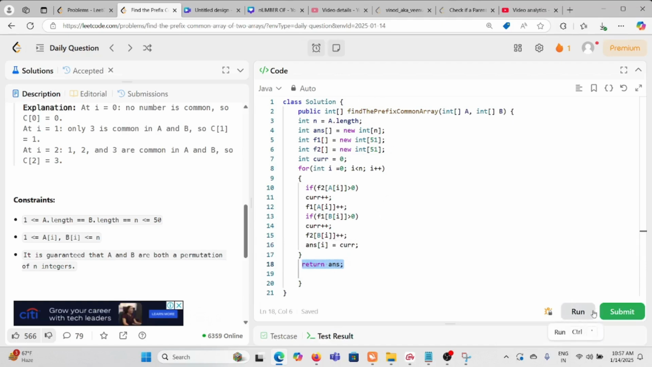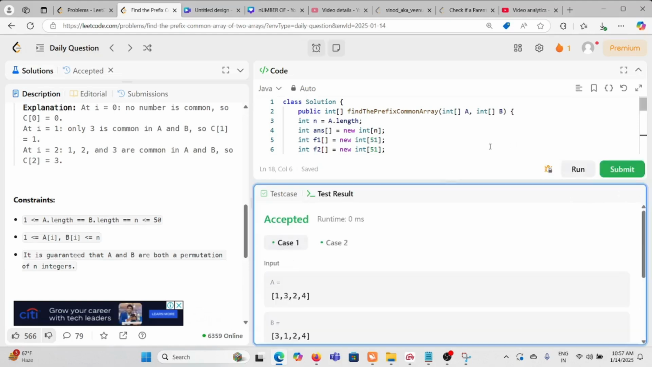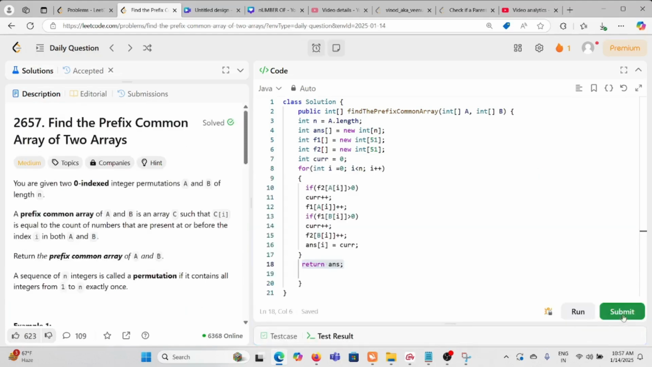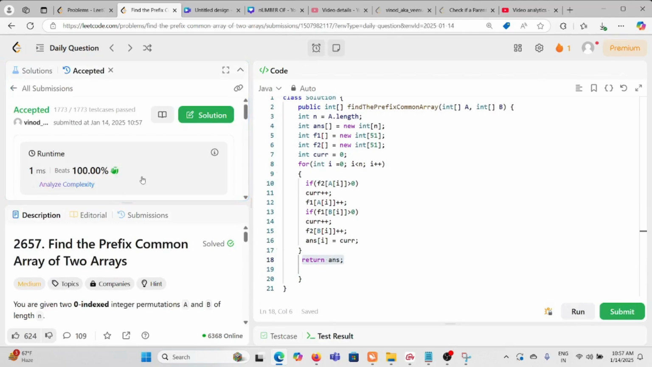So let me try to run this code. Yes, let me submit it. Okay, so yes, it is 100% faster.